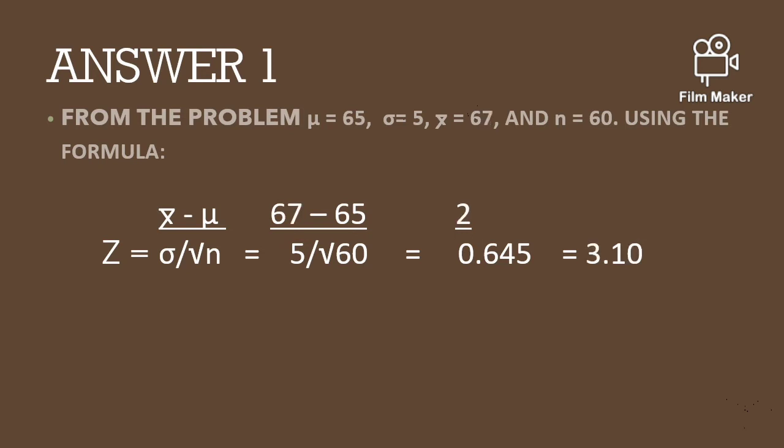For the next problem, from the problem, the mean is equal to 65, the standard deviation is 5, x bar is 67, and n is equal to 60. We will use the formula for the central limit theorem again. So we will replace 67 minus 65 divided by 5 over square root of 60, which is equal to 2 divided by 0.645, and the answer is 3.10. In our next step, we will subtract the values of 1.55 and 3.10.